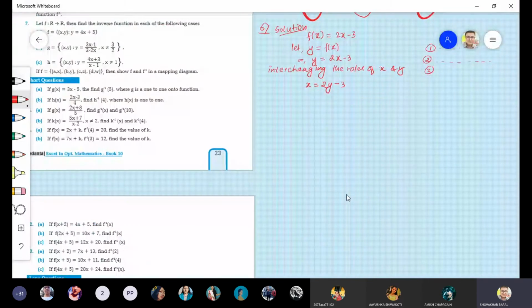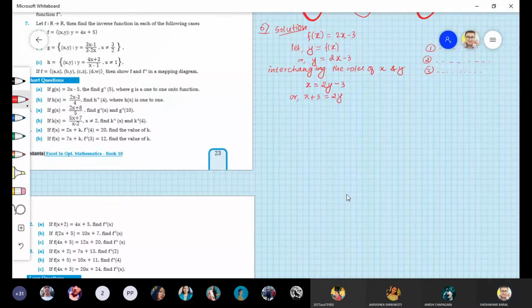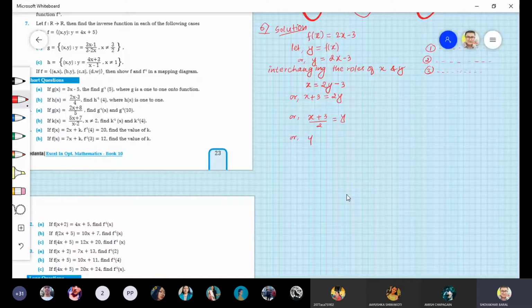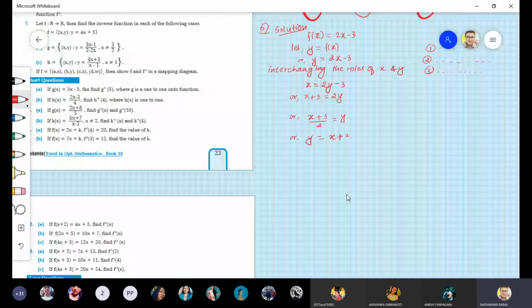Okay, so step number 3. In step number 3, you need to solve for y, or in other words, you just need to make y on one side. So shifting the other terms, x + 3 will be equal to 2y, or (x + 3)/2 is equal to y. Now this y is single here, so you can write it this way also. y = (x + 3)/2.